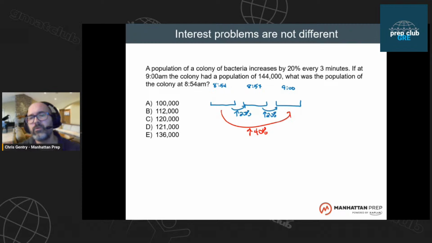That does not work because your different percentages do not operate on the same base value. Whatever number exists at 8:54 is not the same number that exists at 8:57. And so this 20% on this number will give you a different result than this 20% on this number. Let's say, for example, this is 100 and this becomes 120. 20% of 100 is not the same as 20% of 120.